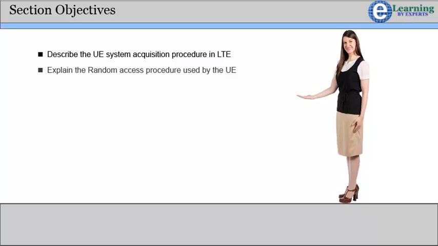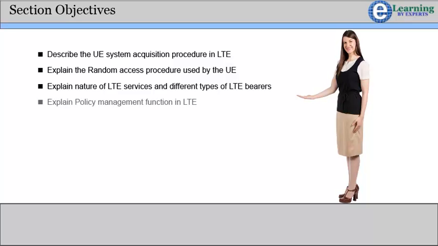Explain the random access procedure used by the UE. Explain the nature of LTE services and different types of LTE bearers. Explain COA's policy management function in LTE. Walk through the LTE end-to-end packet data session setup.